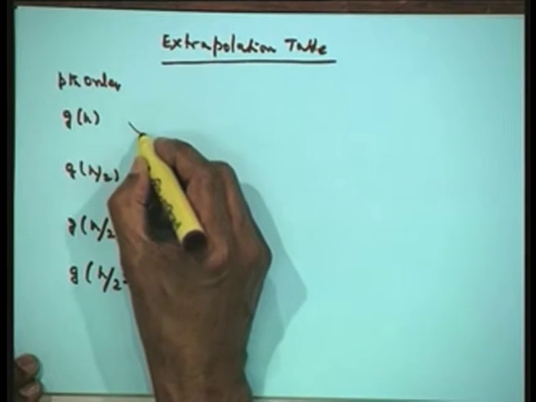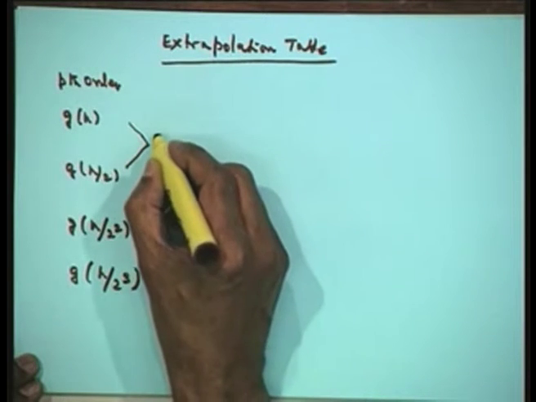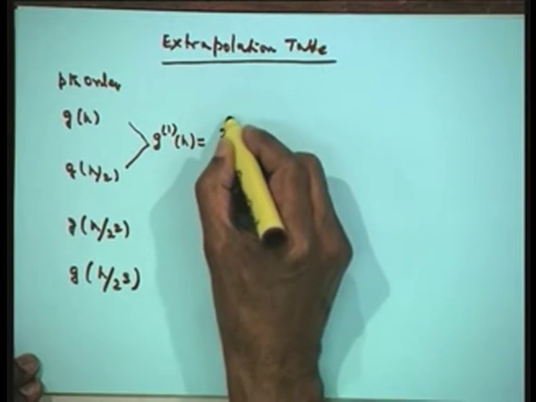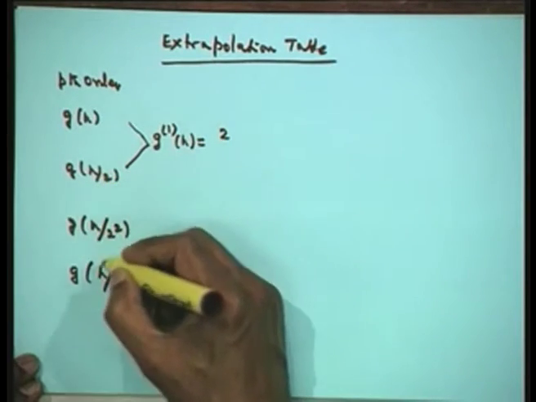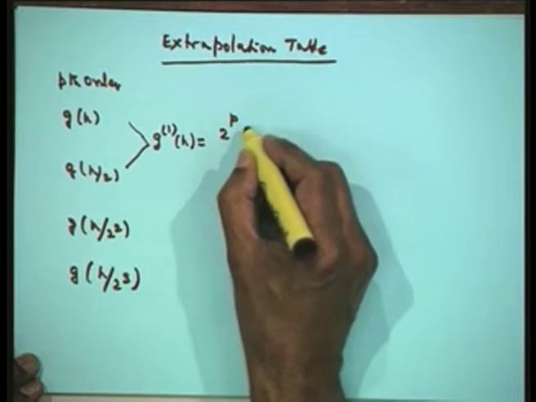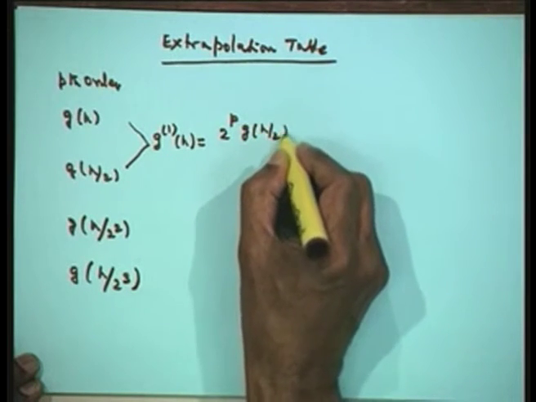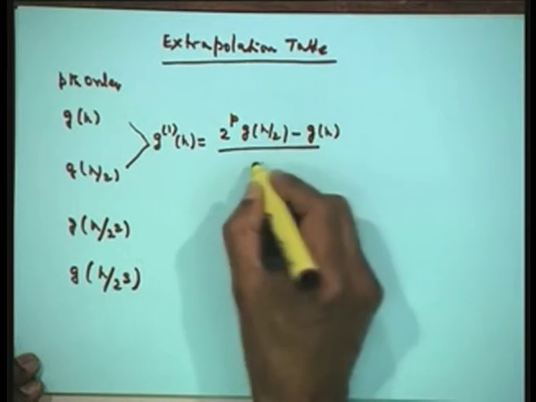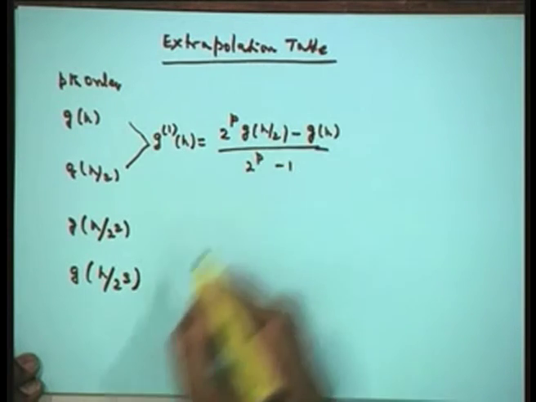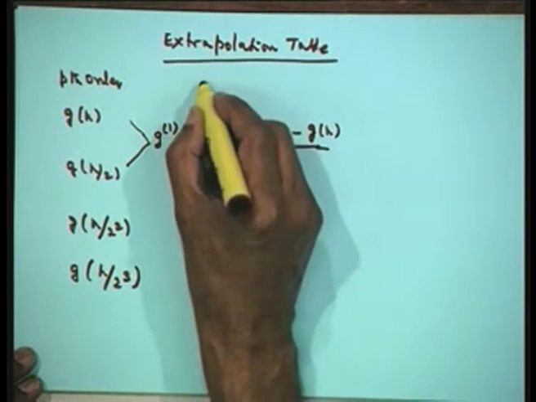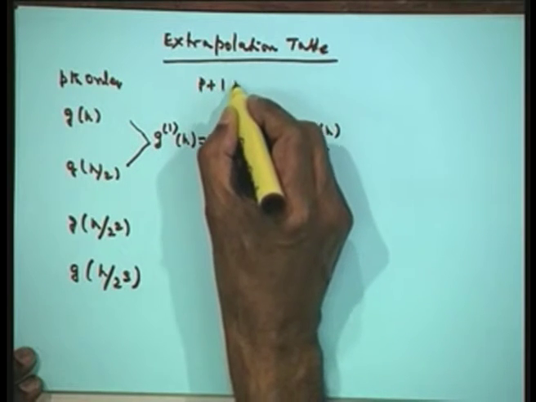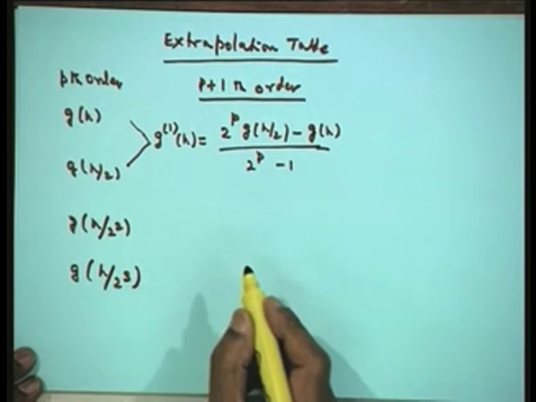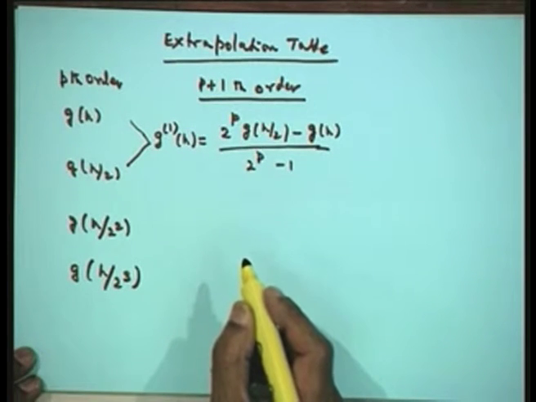Now, if I manipulate these two computations, which I am denoting as g 1 of h, that is 2 to the power of p, taking the 1 upon 2, 1 upon 2 square. Therefore, this will be 2 to the power of p g of h by 2 minus g of h, divided by 2 to the power of p minus 1. Now, this will be as if this has been obtained from a p plus 1th order formula. It would behave as if it has been obtained from a p plus 1th order formula.